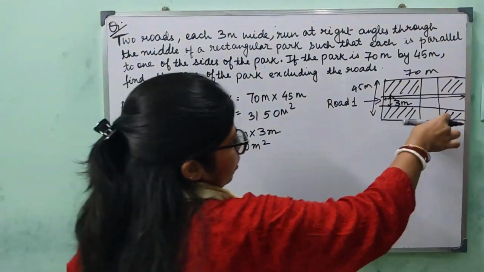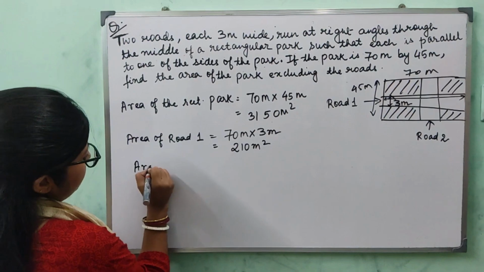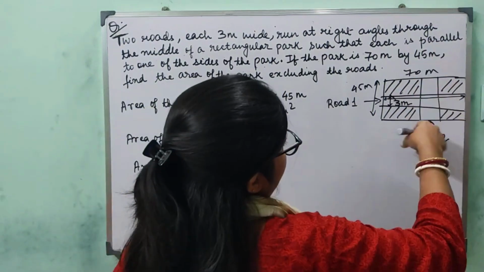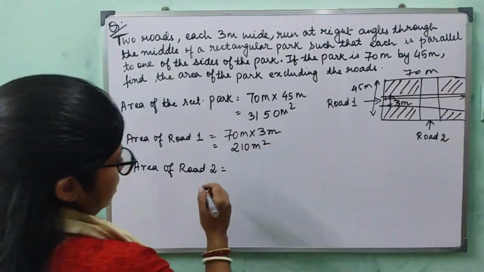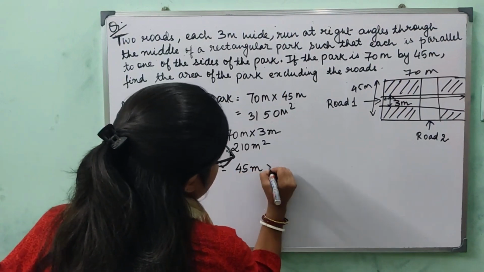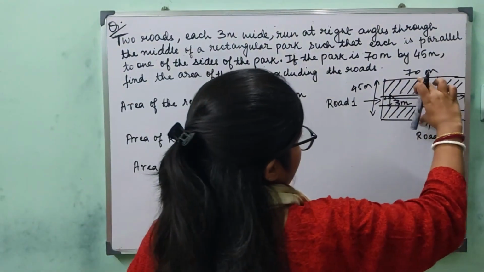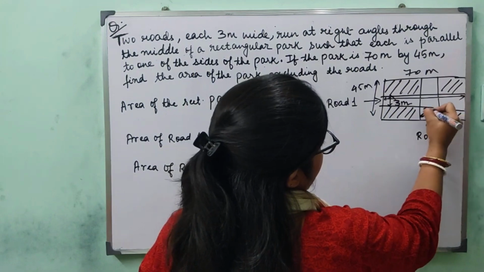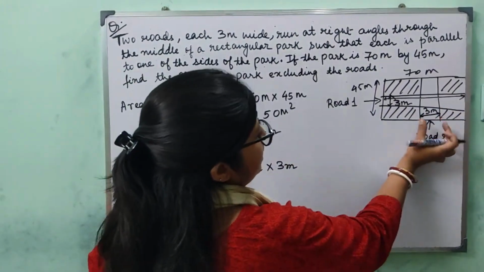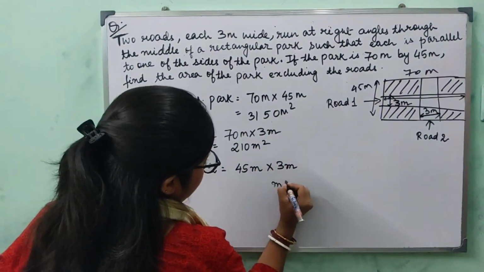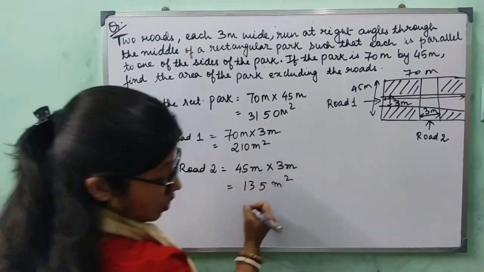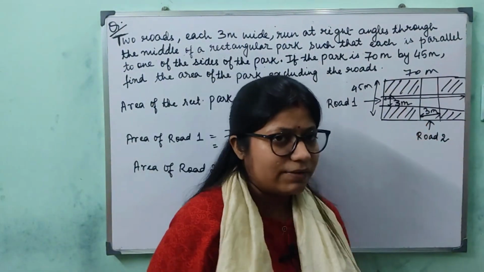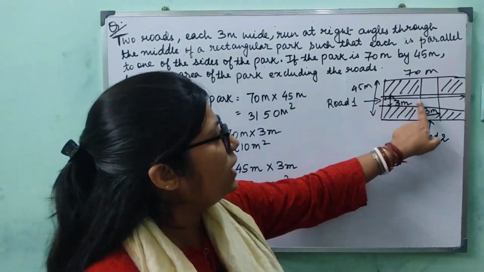In the same way, the area of road 2. Now road 2 is parallel to the breadth. So we can take that to be 45 meter into 3 meter. Why? Because this is 45, and this is also 3 meters wide. So that is equal to 135 meter square.